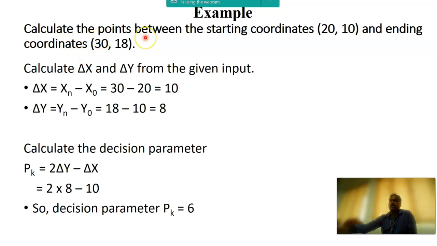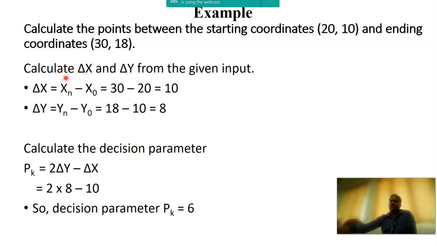Calculate the intermediate points for fitting a line between the coordinates. The origin (0,0) starts at the top left of our screen, and from there it will start. The start coordinate is (20,10) and the end coordinate is (30,18). So we have to fit a line from (20,10) up to (30,18). We have to find the intermediate points, then only can we form a smooth line.